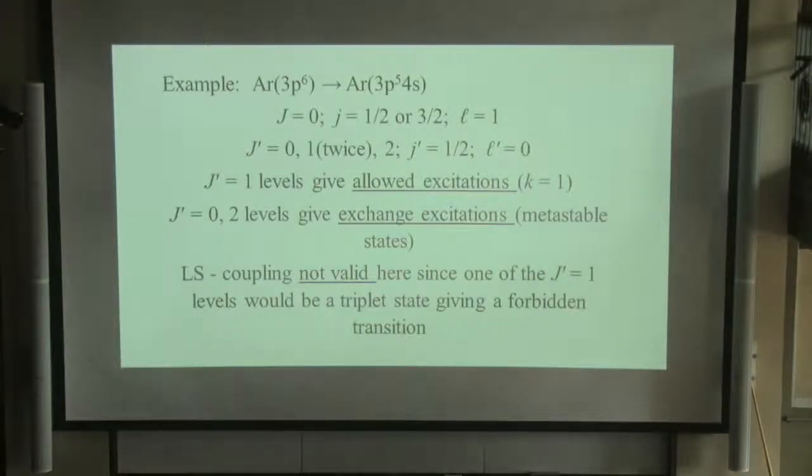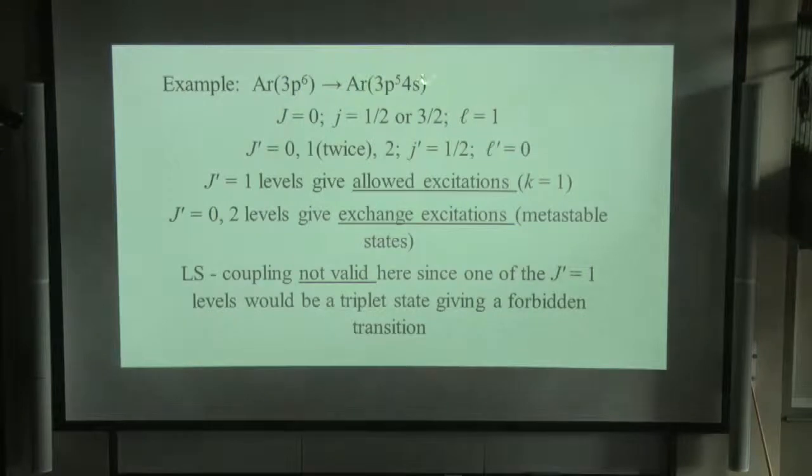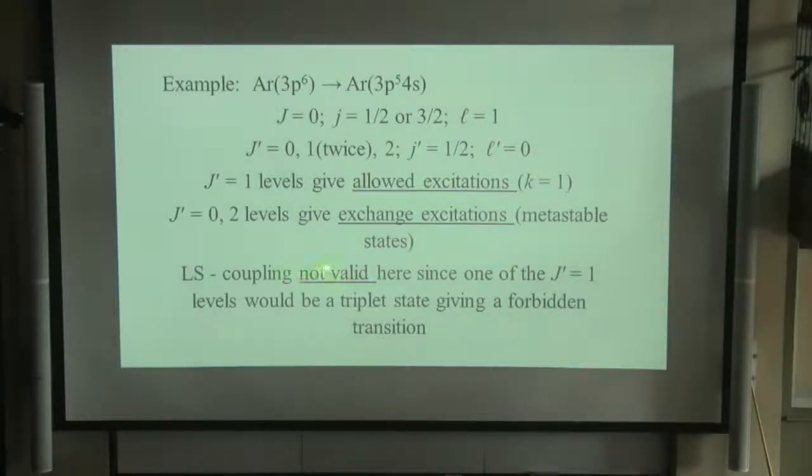And the final state will have L equals 0 and J prime equals a half. That gives you J values here: 0, 1 happens twice, and 2. That is, we're coupling the J here and the J here, so you get 4 different states. The J equals 1 gives you allowed transitions, allowed excitations, so K equals 1. The J equals 0 or 2 gives you exchange excitations. These are the metastable states.